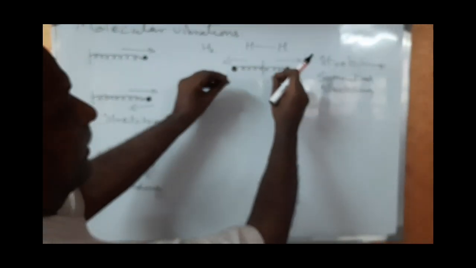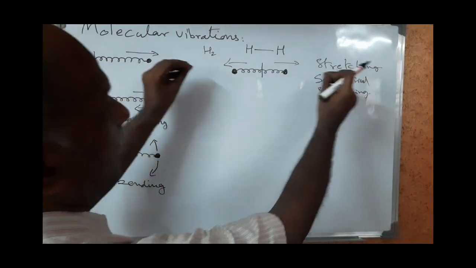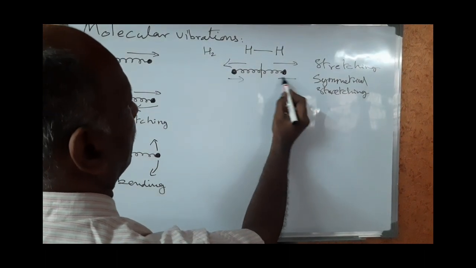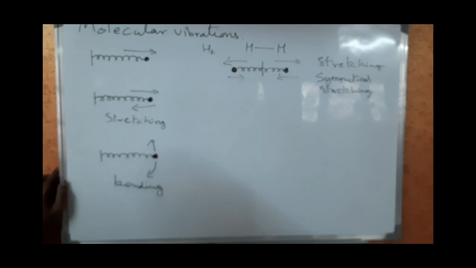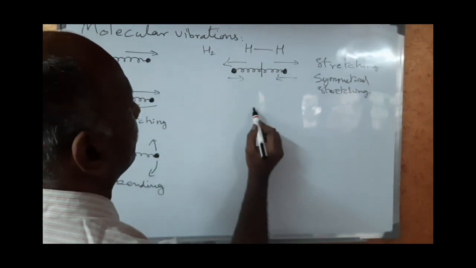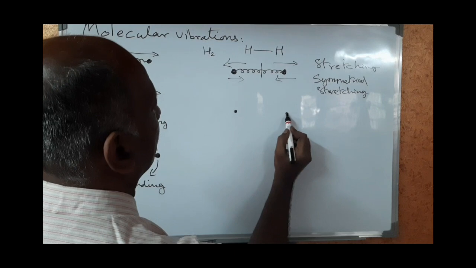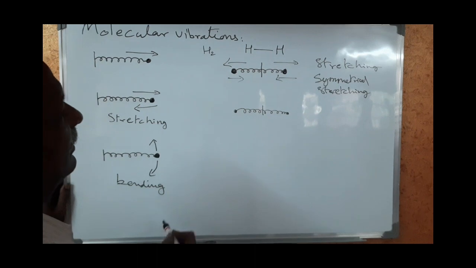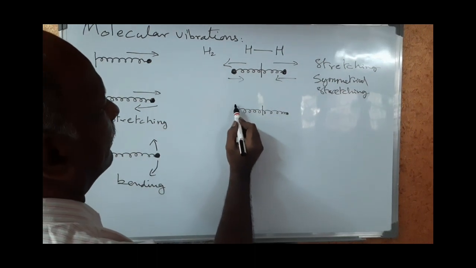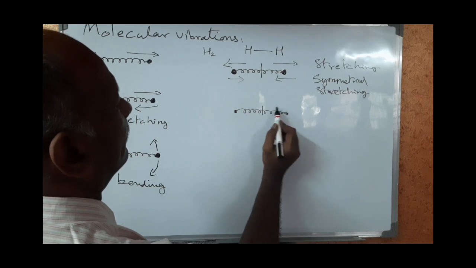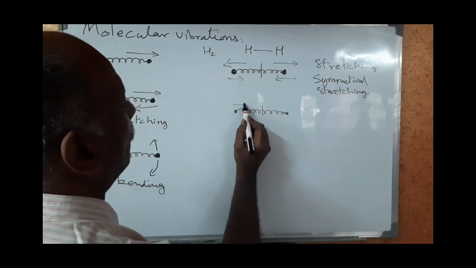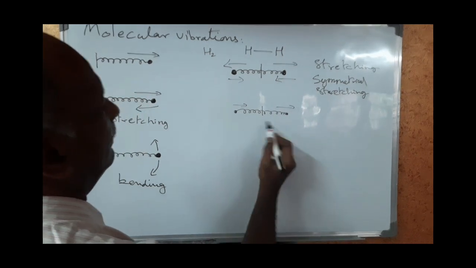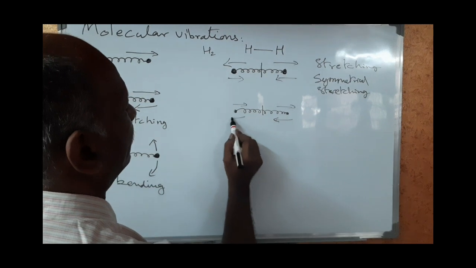So the steel balls both are going out and coming in, going out and coming in. Symmetrical stretching. The same steel balls, suppose they are connected by a spring and this is the center point. Suppose the steel balls are stretching in this way: when one is going in, another one is going out. When the other one is going in, the other one is going out.